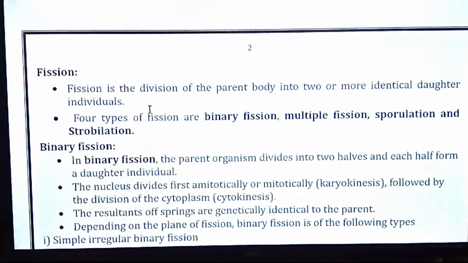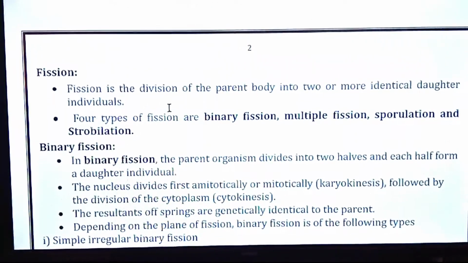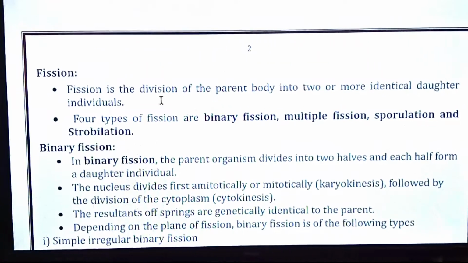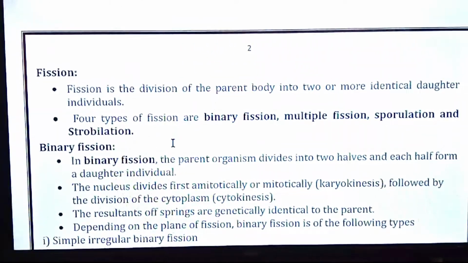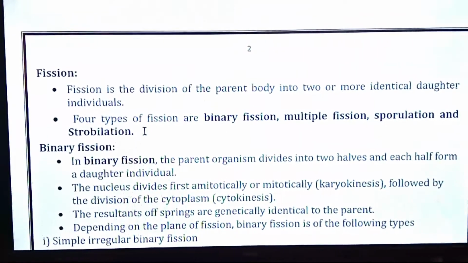What is fission? Fission is the division of the parent body into two identical daughter individuals. The cell will divide into two so that each piece will become an individual. So identical daughter individuals are produced because of the fission. And this fission also can be classified into binary fission, multiple fission, sporulation and strobilation. So let's see first binary fission.